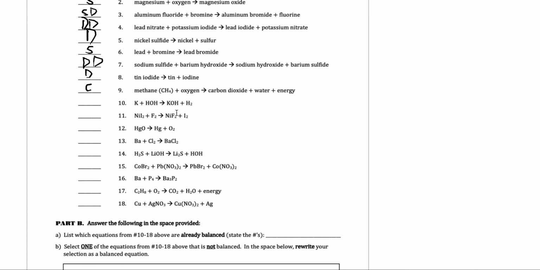Okay. K plus HOH results in KOH plus H2. So as you can see, this potassium substitutes this hydrogen over here. So it's KOH instead of HOH, and then this hydrogen is taken away as just hydrogen gas. So that's left with single displacement. So SD. Okay.